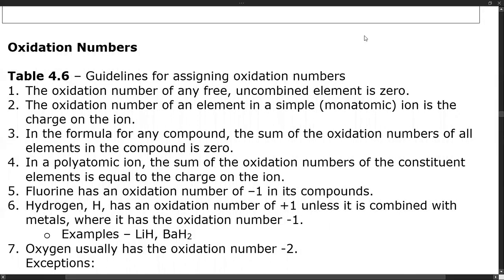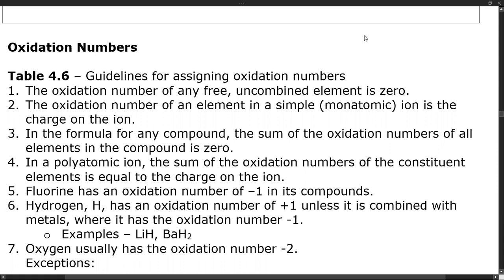All right, let's talk about oxidation numbers and oxidation reduction reactions. Here are some basic rules. The oxidation number of any free, uncombined element is 0. That is just your free elements; we're going to treat them as 0. The oxidation number of any simple monoatomic ion is the charge on the ion. We got that from our ionic nomenclature, so that's not really new.